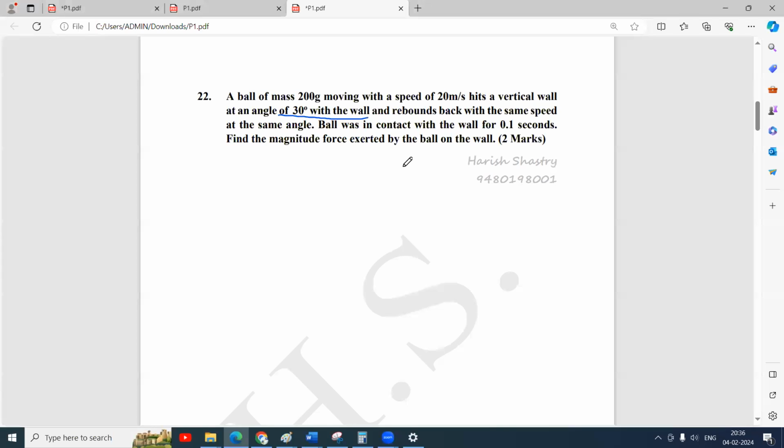Ball was in contact with the wall for 0.1 seconds. Find the magnitude of force exerted by the ball on the wall. Okay.